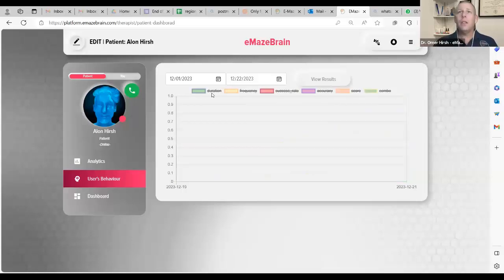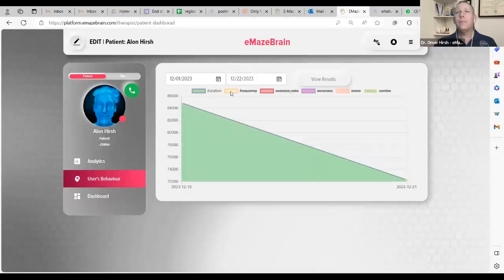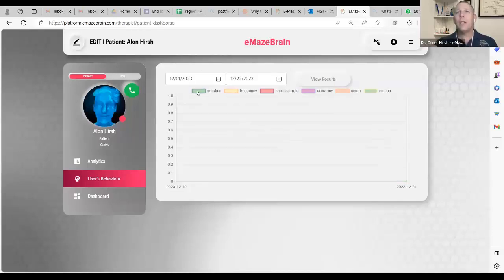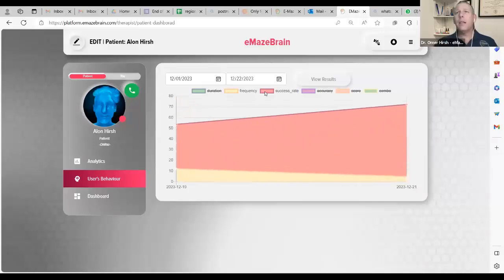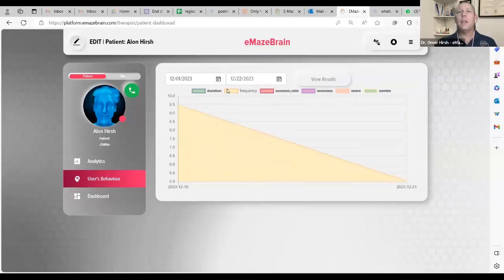I can look just at duration. And this is in seconds, I believe. Don't worry about that all that much. Okay, so I can look at more than one, but I like to look at just one at a time.